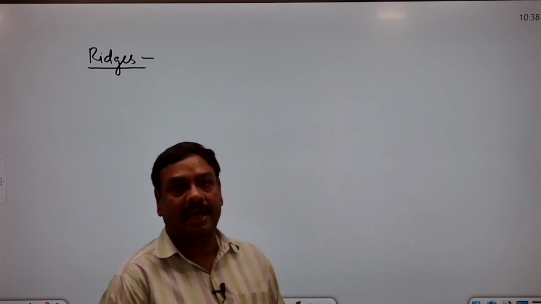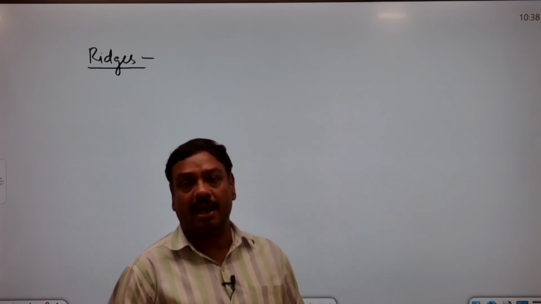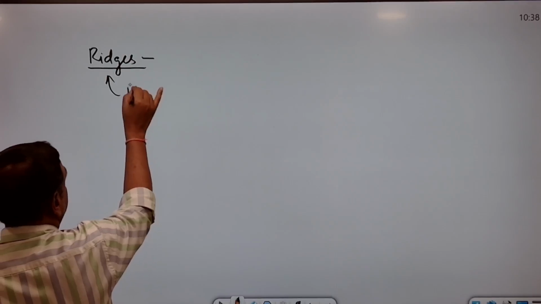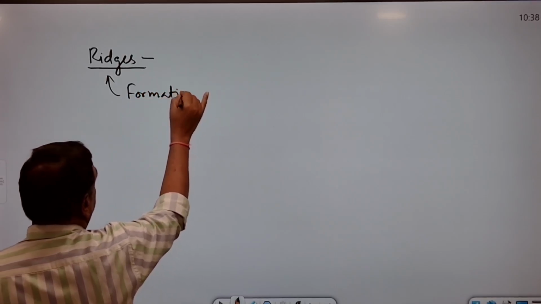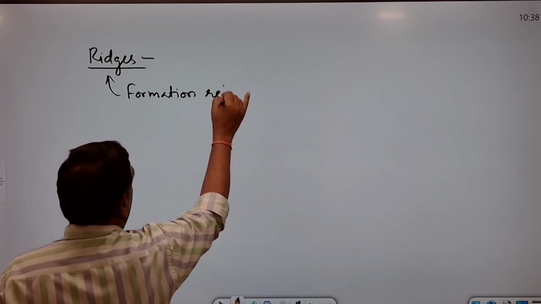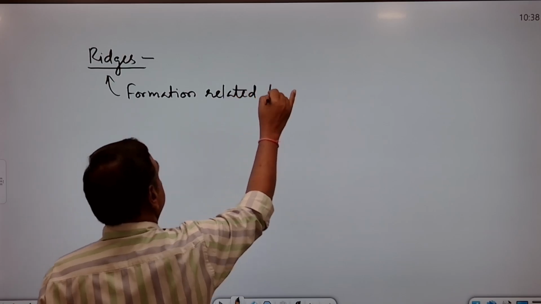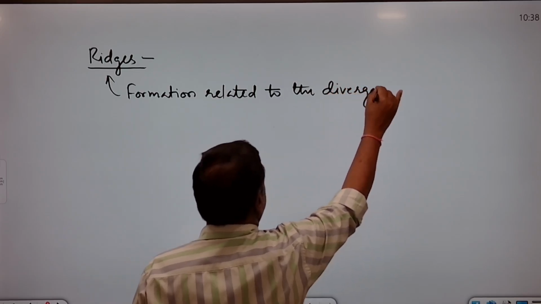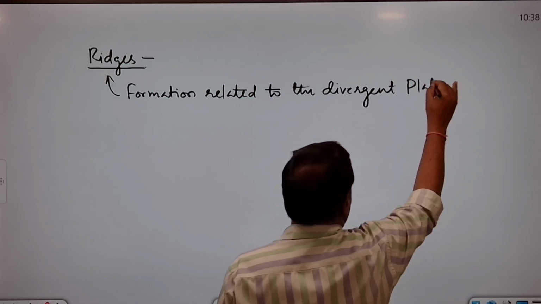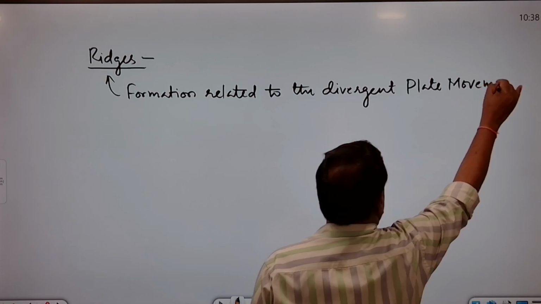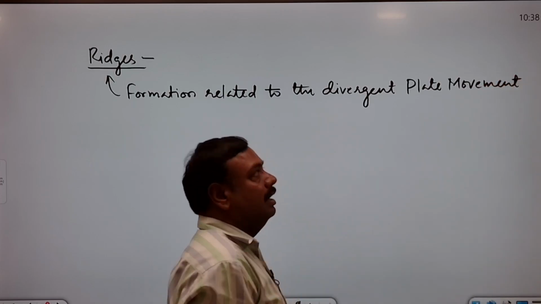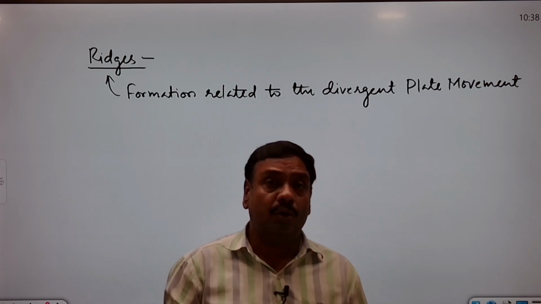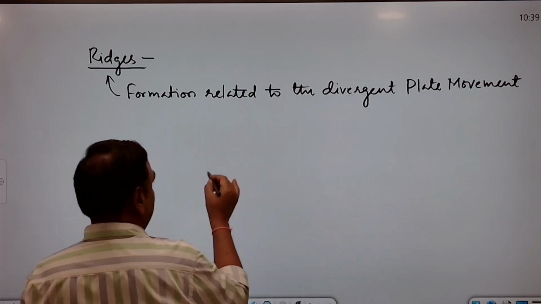Second thing, you have to understand how these mid-oceanic ridges are formed. The formation of mid-oceanic ridges is related to the divergent plate movement. What kind of plate movement? Divergent plate movement. If I tell you divergent plate movement, this means that two plates are going apart from each other. Got it? Two plates are going apart from each other. So here you can understand the things.